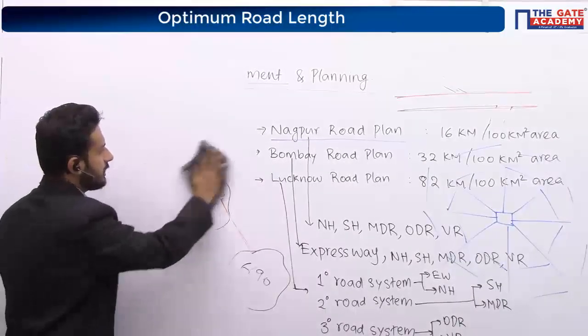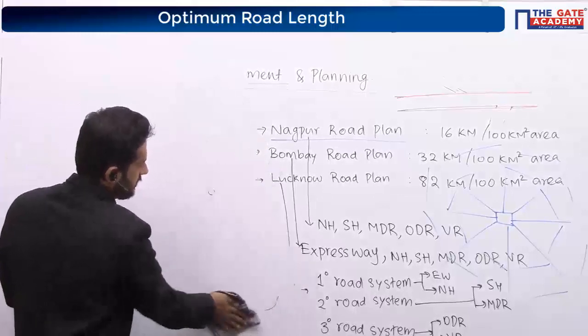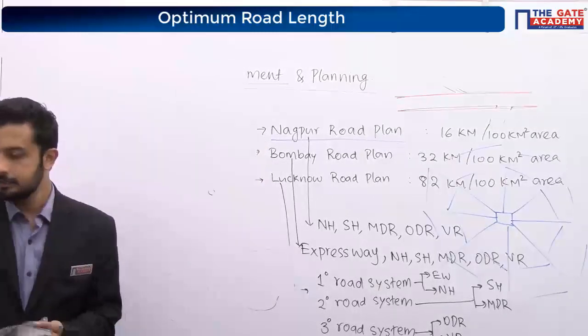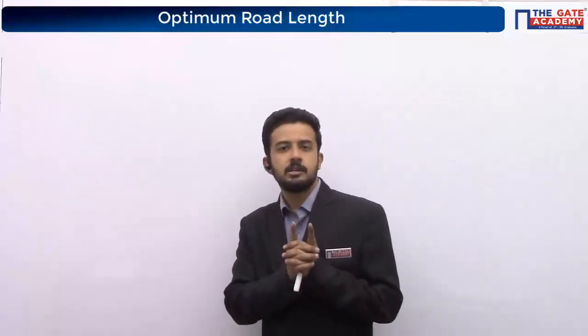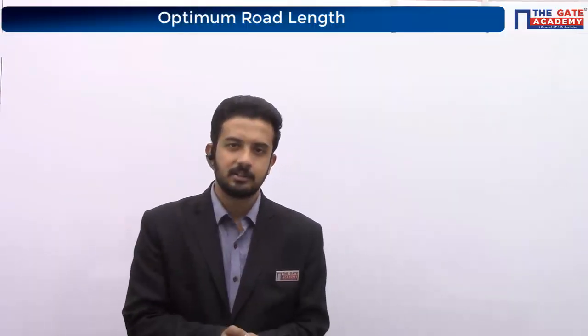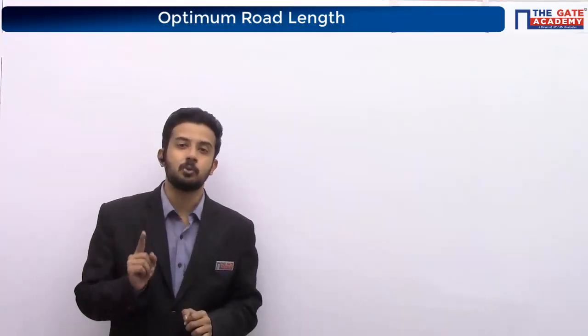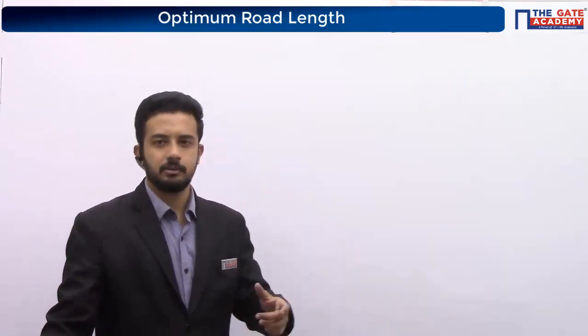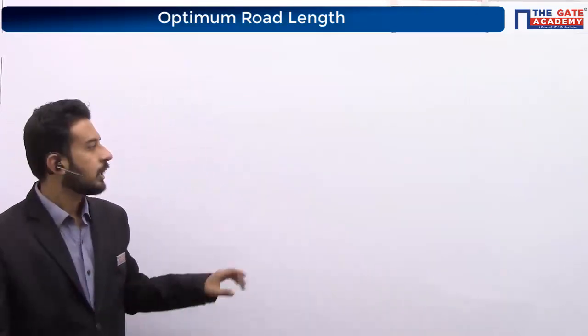Now I will go to the numerical portion, the optimum road length. That is the only 2 marks question which is asked in GATE, that too only once in the history of the GATE exam. So though not that much important, but still they have asked it already. So we will see the basic things and the next thing also. We are not going to skip anything.